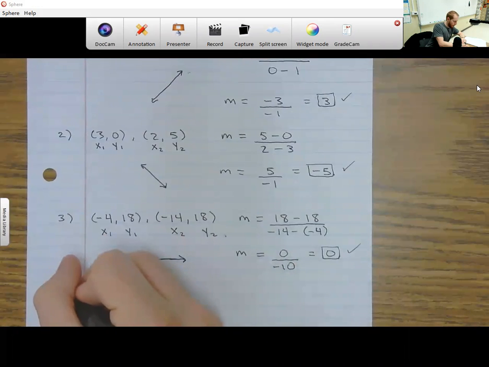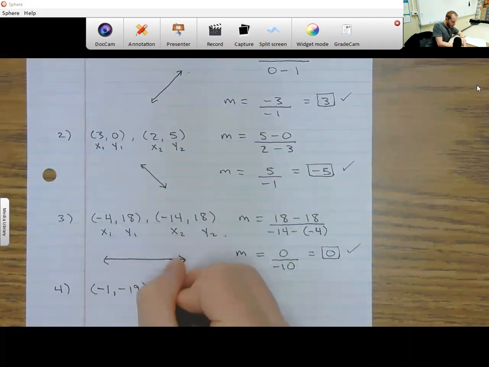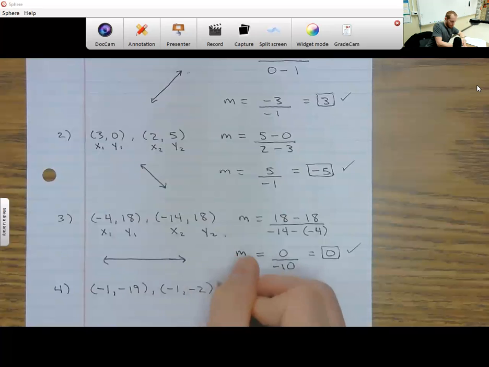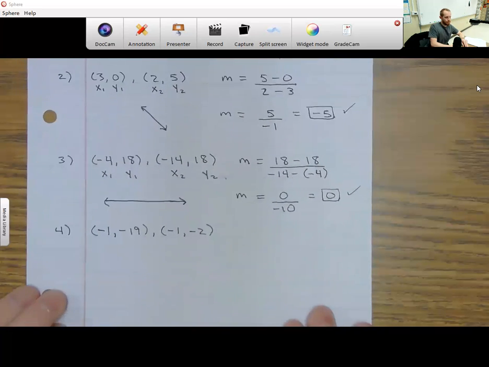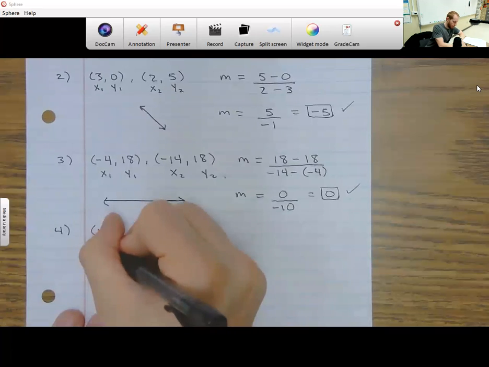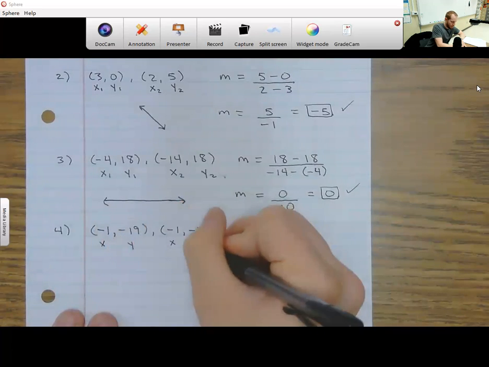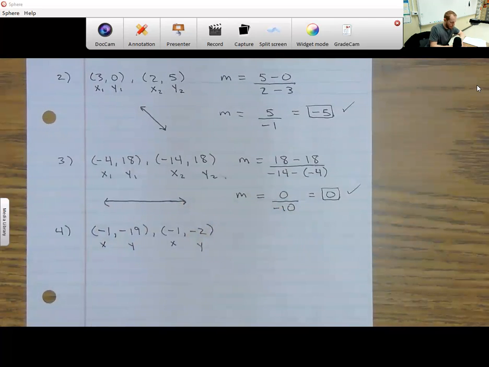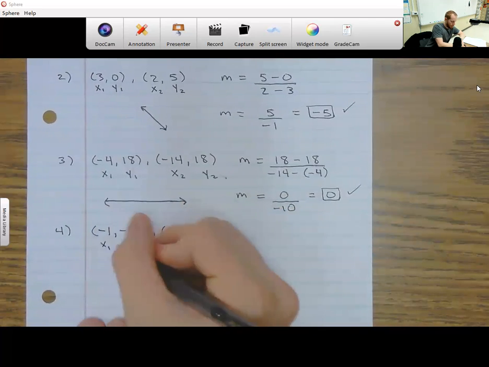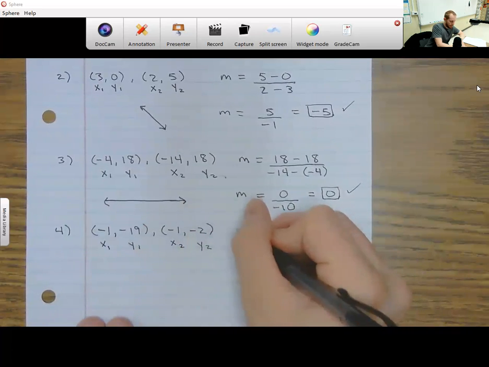Let's look at the next one. I've got negative 1, negative 19, and I've got negative 1, negative 2. So these are the 2 points that they give me. I'm going to have the x's coming first, and I'm going to have the y's coming second. So I've got x1, y1, x2, y2. So now I'm ready to put it in the formula.